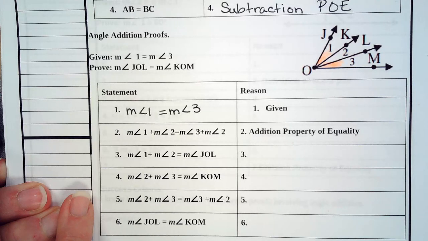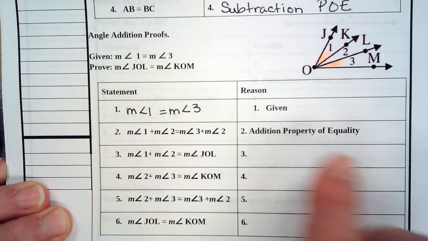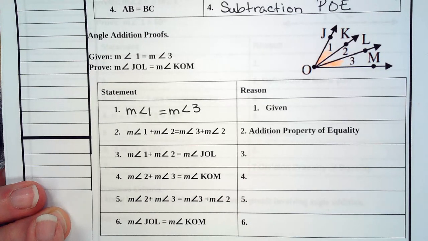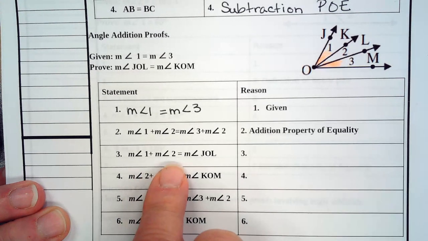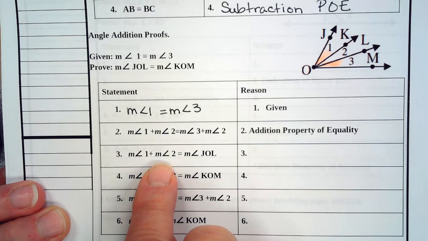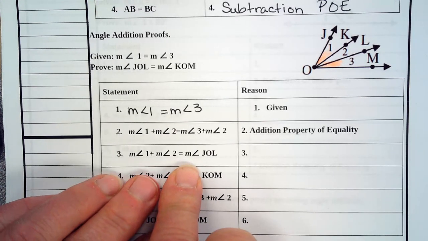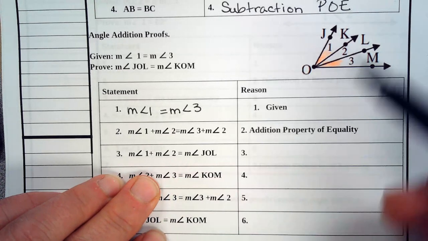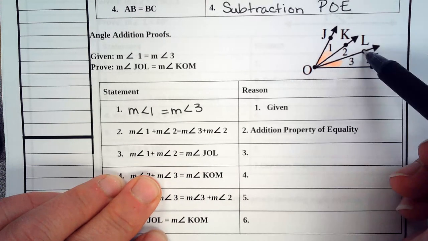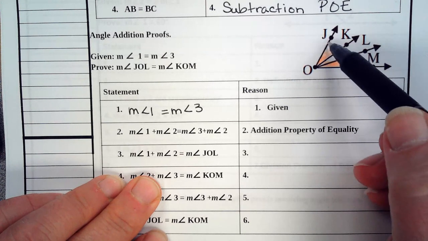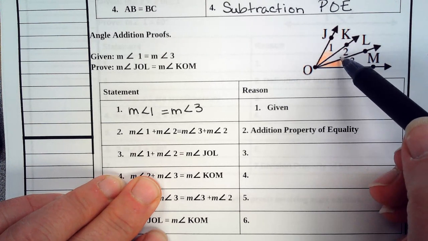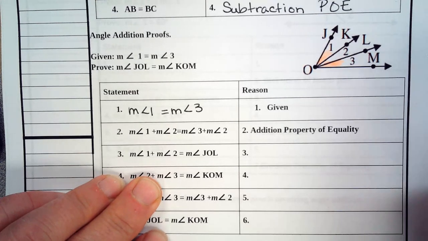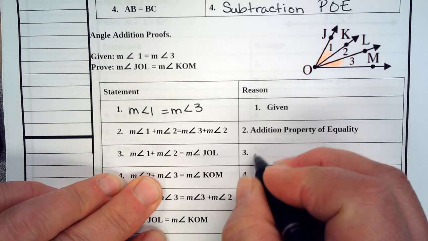Why can I do it? Well, that's your addition property of equality. It says the measure of angle 1 plus the measure of angle 2 is equal to the measure of angle JOL. So if I'm looking for JOL, it's the combination of these two angles. So that is your angle addition property.